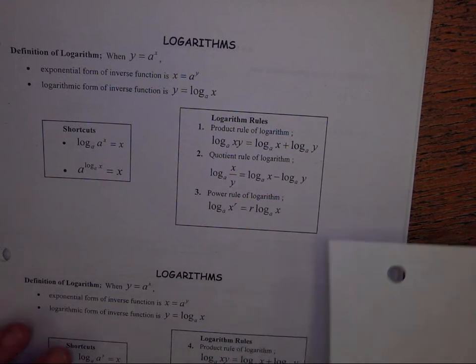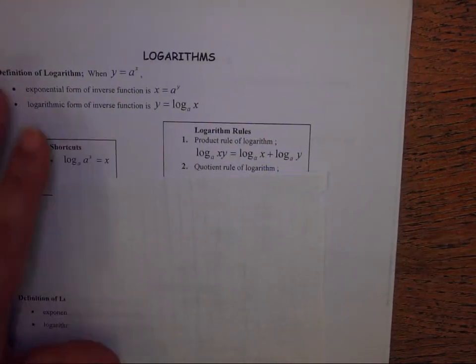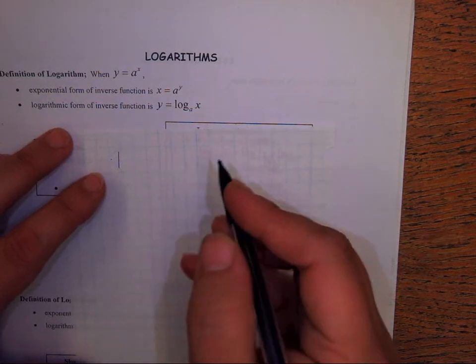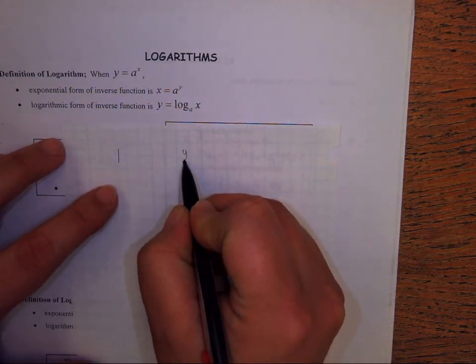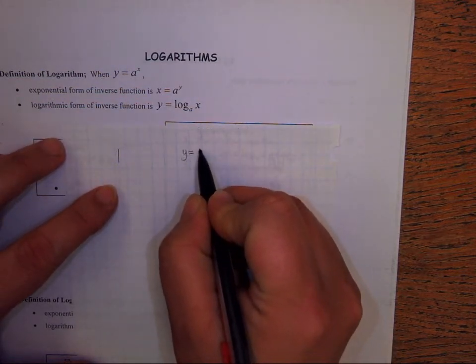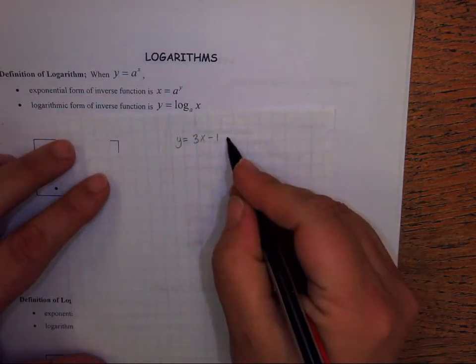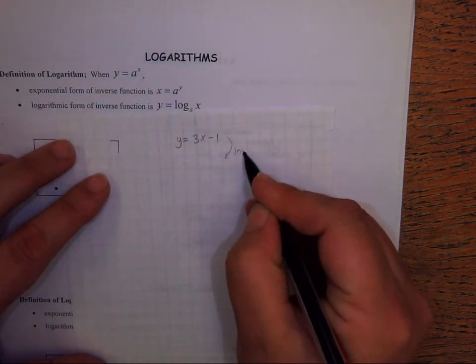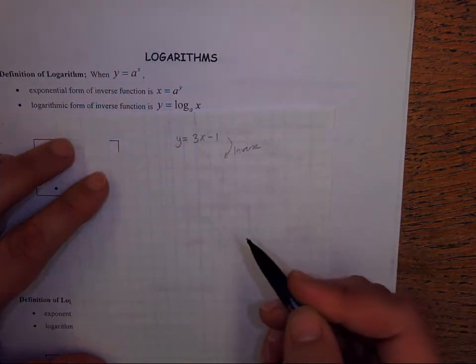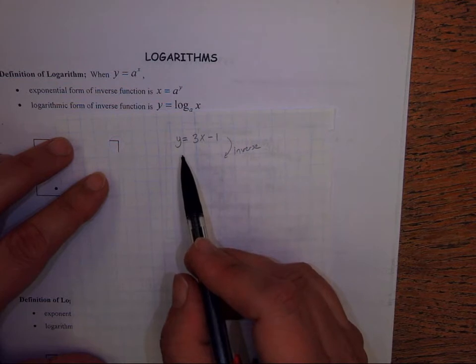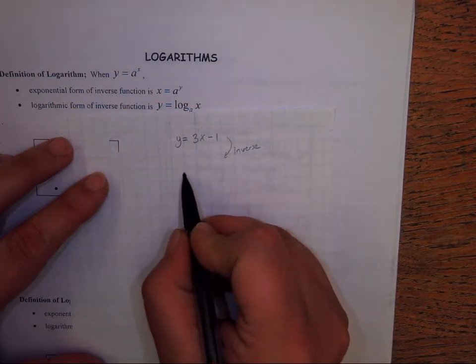Okay, so logarithms. Before we start that, I want to remind you of inverse functions. Let's say you have y equals 3x minus 1. If you want to write the inverse of this function, that's what we were doing, right? So we substitute x for y and y for x.